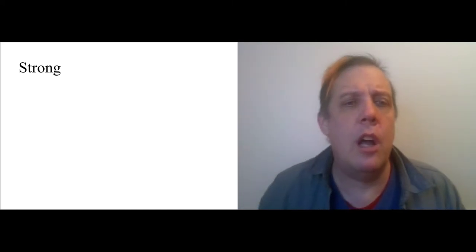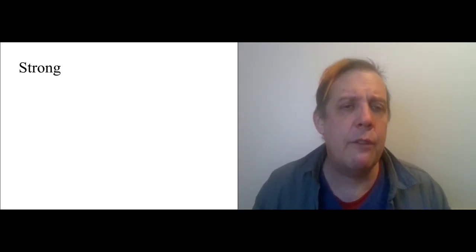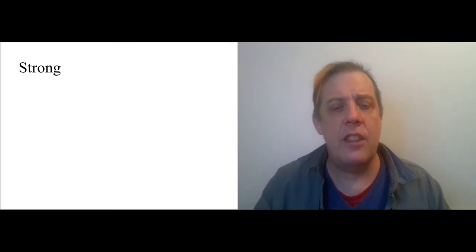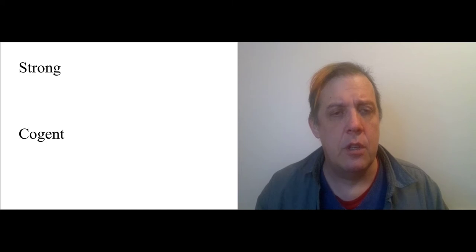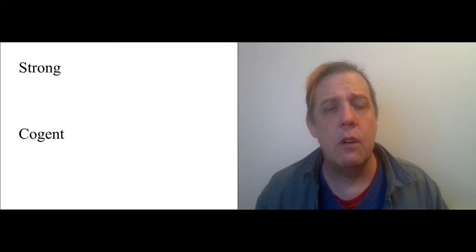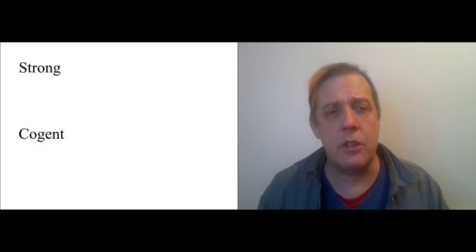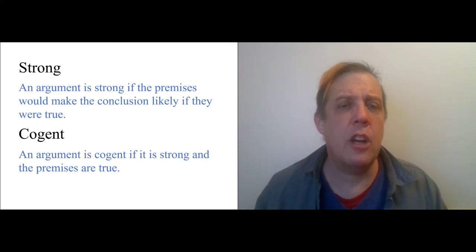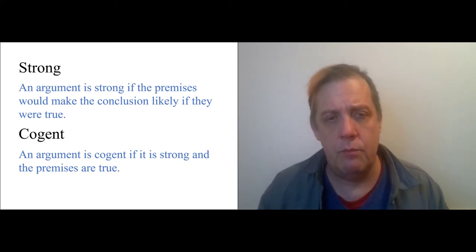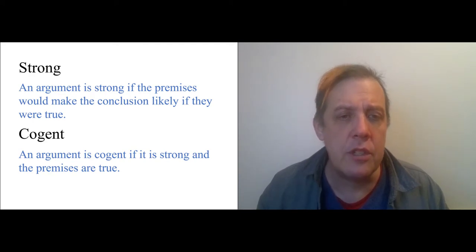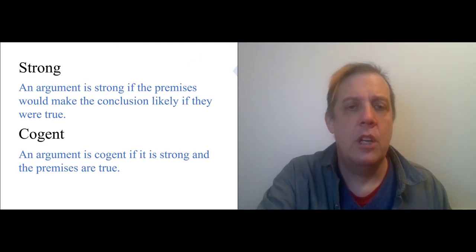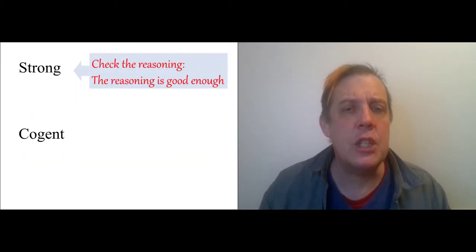So, an argument can be strong. We now have three terms: valid, sound, strong. And then we want to introduce another word, cogent. Cogent is the equivalent of sound for arguments that are strong. An argument is strong if the premises would make the conclusion likely if they were true. And an argument is cogent if it is strong and the premises are true. So check the reasoning. The reasoning is good enough.